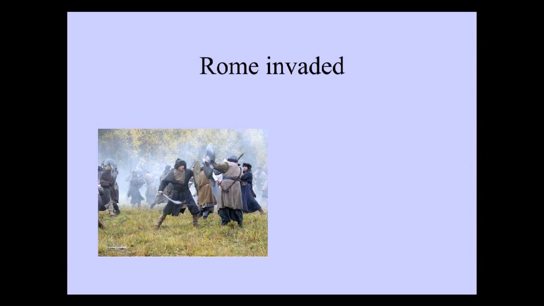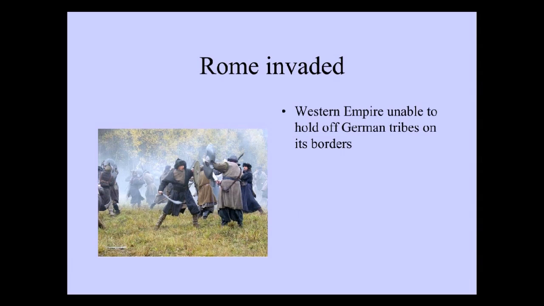Rome is invaded pretty frequently, actually. The Western Empire, so remember the part in the west with the capital in Rome, is unable to hold off those German tribes we were talking about on its borders because it has the weak army. The major groups that are invading the Western Roman Empire: Ostrogoths, Visigoths, Franks, Vandals, Saxons.